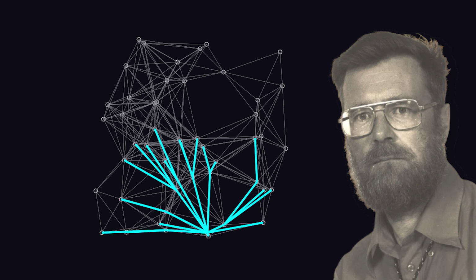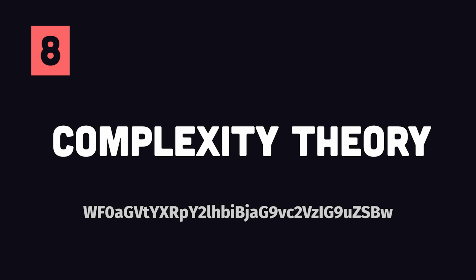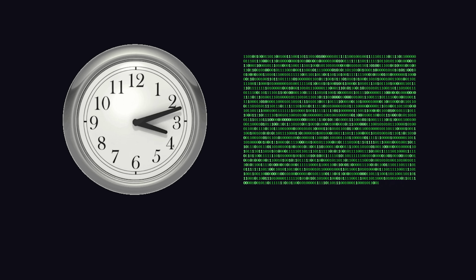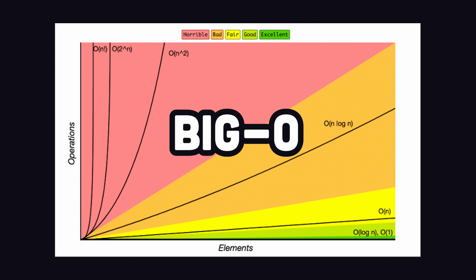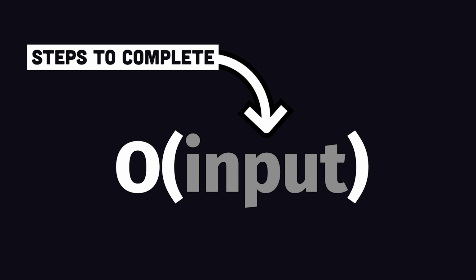But before you start writing graph traversal algorithms, you should know a little bit about complexity theory, which can tell us in theory how much time and memory an algorithm should use. We use big O notation to express complexity, and when talking about time, the input represents the number of steps it will take to complete a task.